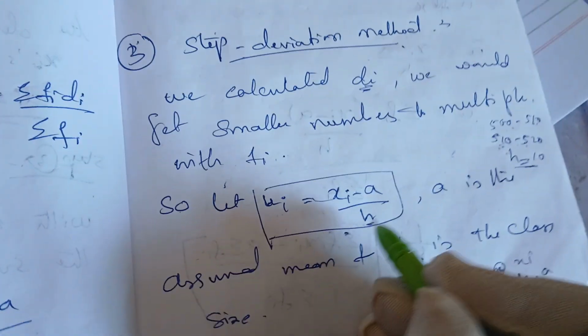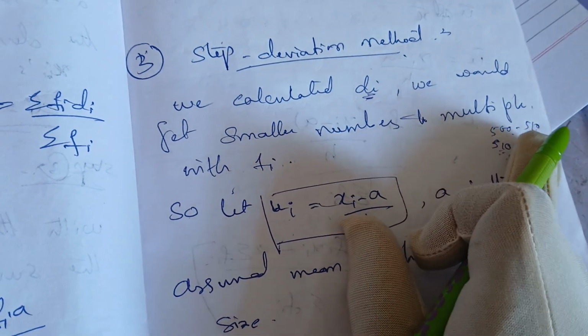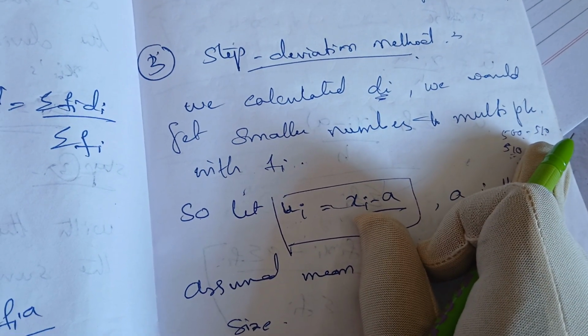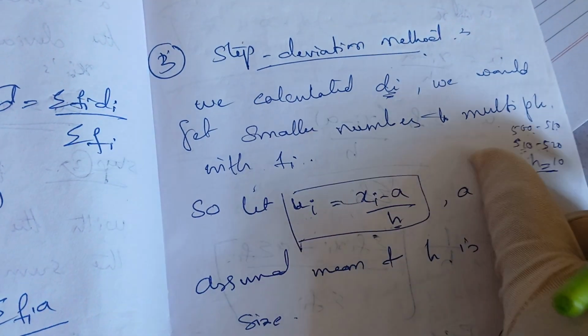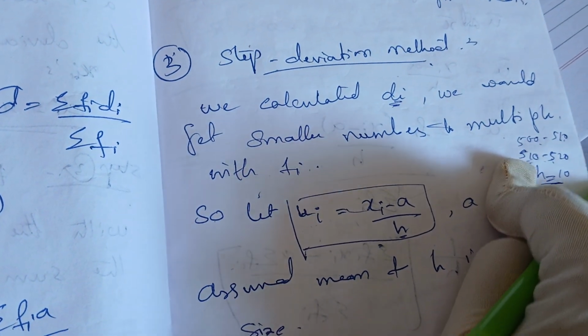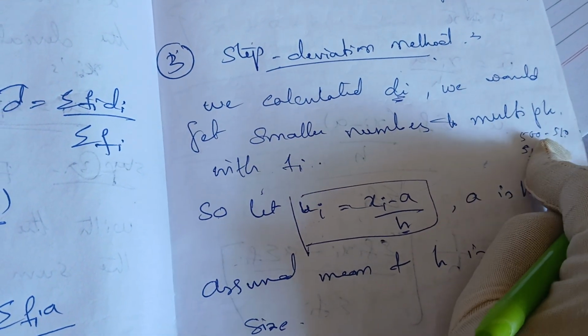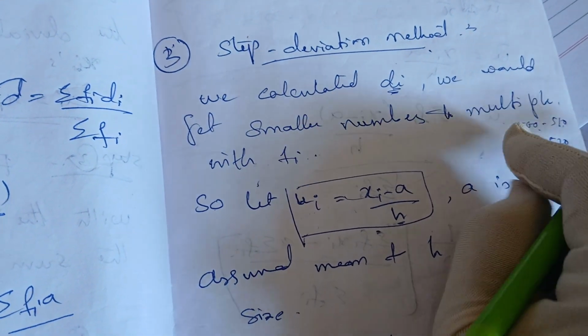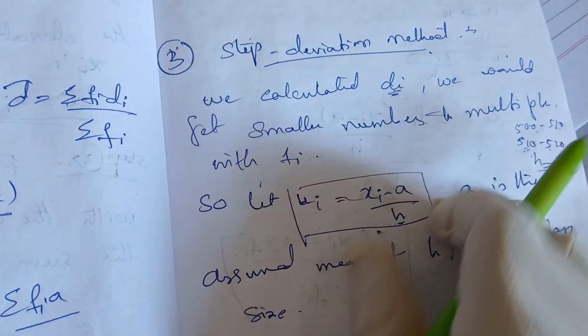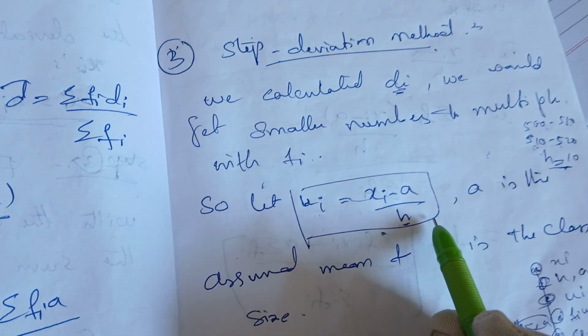Class size is the difference between the upper limit and lower limit of a class in the grouped data observations you have made. The difference between these two, the common difference between all the values, is 10. So 10 is what we have to take.